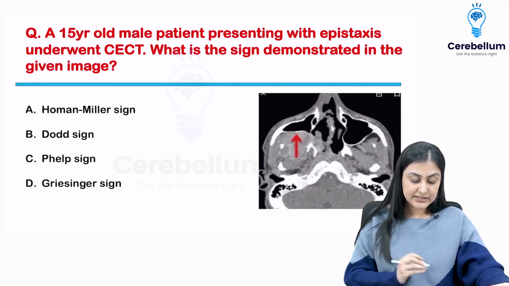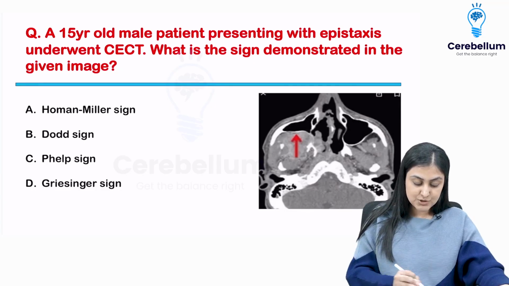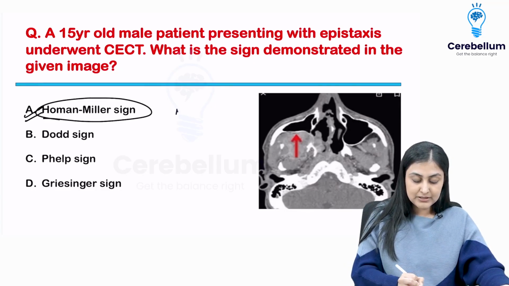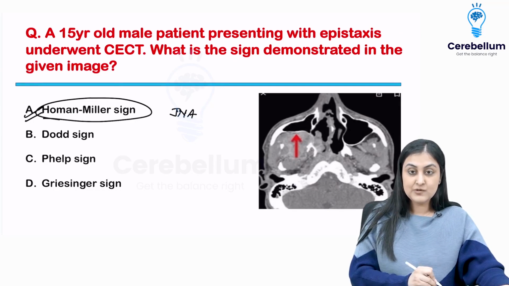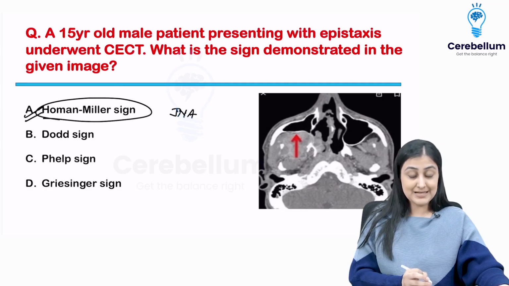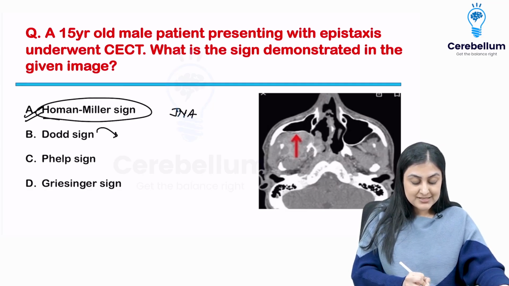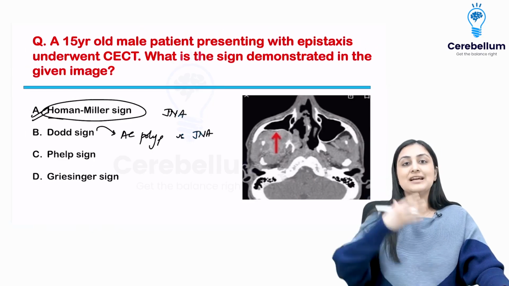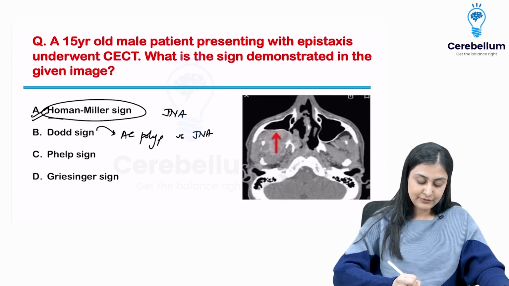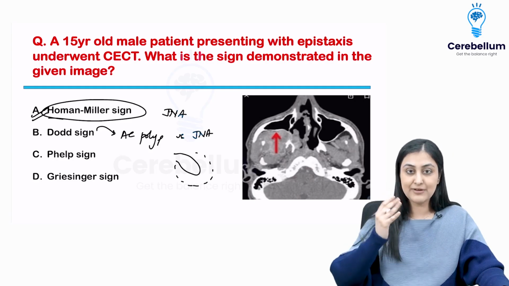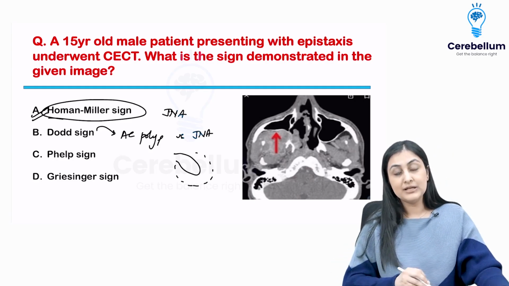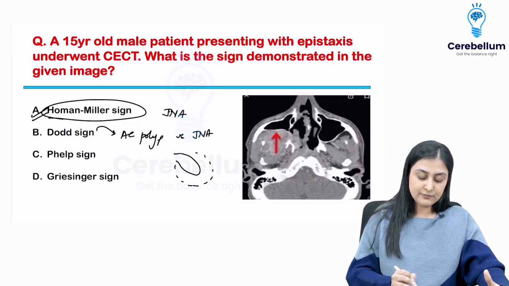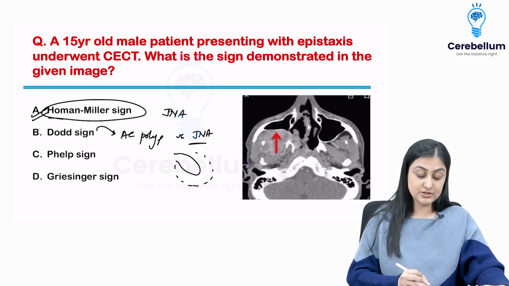15-year-old male patient presenting with epistaxis underwent a CECT. So what are we seeing? Seeing a Holman-Miller sign of JNA, which is the bowing of the posterior wall of maxillary sinus. Remember, the Dodd sign is something that you would see to distinguish an antrochoanal polyp versus a JNA. Here, a lateral X-ray of the face would be provided, and if you see that there is a polypoidal lesion surrounded by air coming out from the pharynx, that is a polyp. If it is attached to the posterior wall, that is JNA. Okay, so that is what is the Dodd sign.